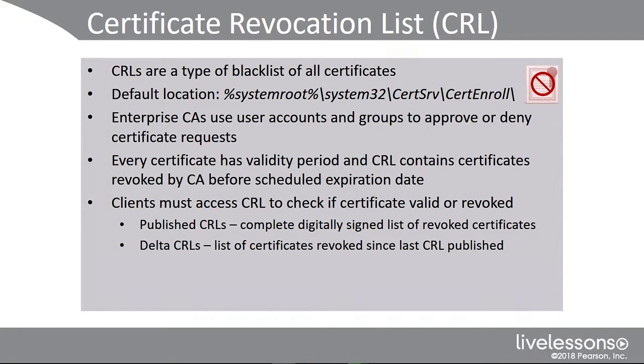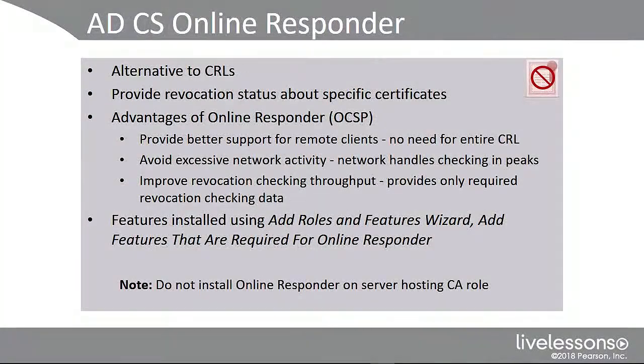We can have published CRLs, which is a digitally signed list of all of the revoked certificates, or Delta CRLs, which is just a list of certificates that have been revoked since the last CRL was published. Obviously, that's going to be a little bit smaller because you don't have the entire list. As an alternative, we could also use the ADCS Online Responder. This also provides revocation status about specific certificates.